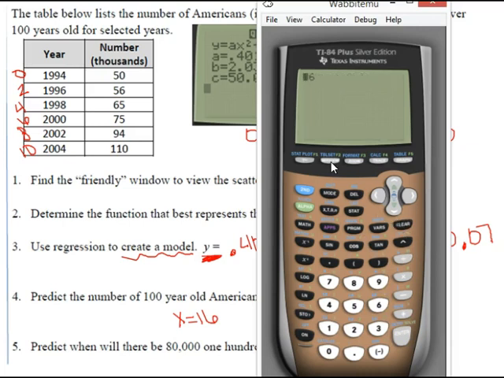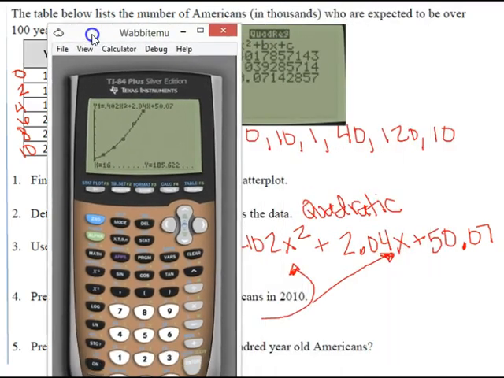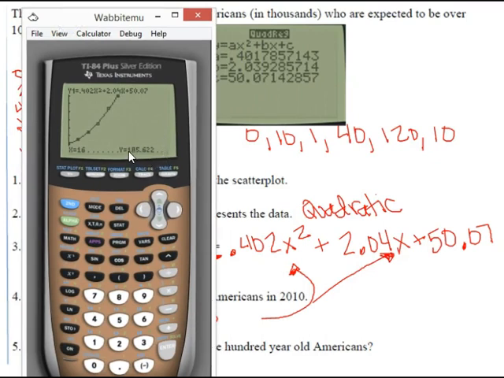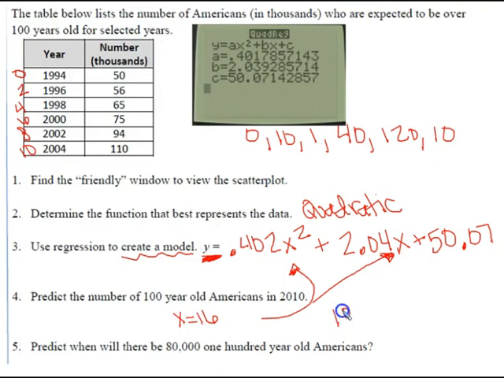And why is it not working? Oh, I know why. Because notice how our x max only goes to 10. And since we want to select 16, we want to make sure it's included in our window. So maybe we'll go to 20. All right, so there we go. There's our data. And if we hit trace again, make sure we arrow down so our equation is up top. We can select 16, and there's our answer. So in 2010, we can have 185.6 thousand people, remember this is thousands, over the age of 100, all right?